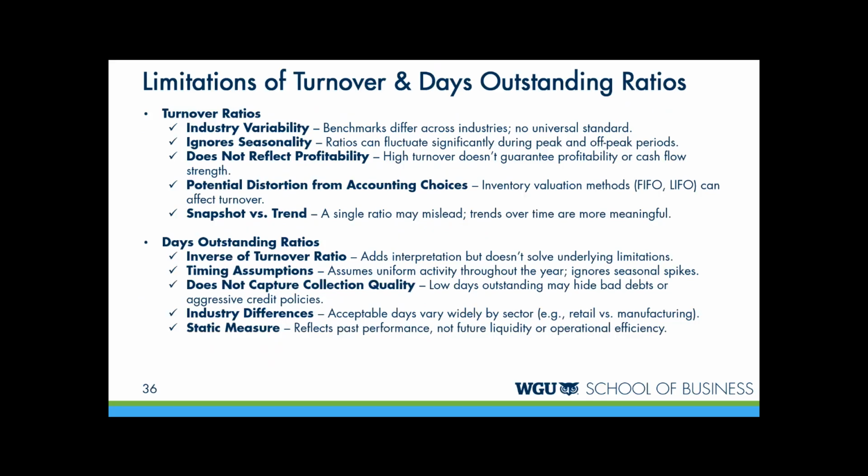So here are some limitations in using these ratios. For turnover ratios, it's going to vary by industry. Some inventory turns over much higher than others. When you're talking about things like heavy machinery, you have a much lower turnover ratio than you do with things like groceries. So you have to consider the industry that you're evaluating.